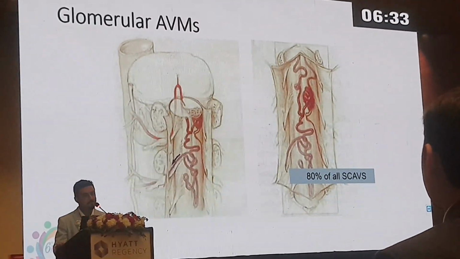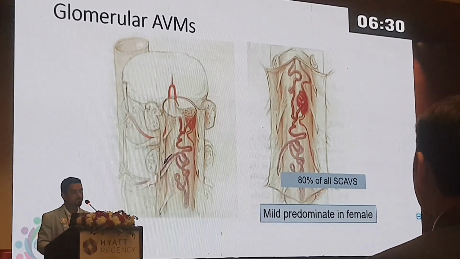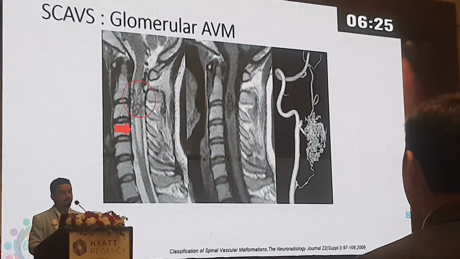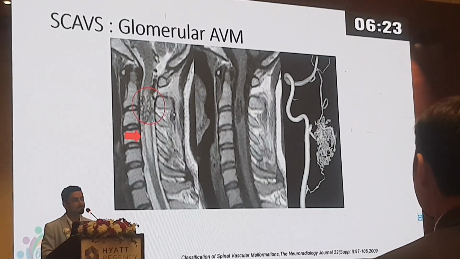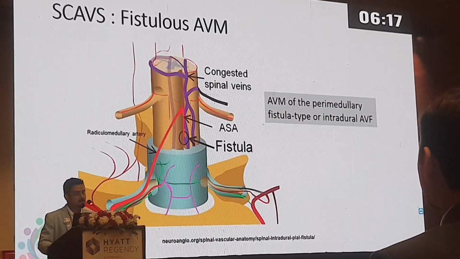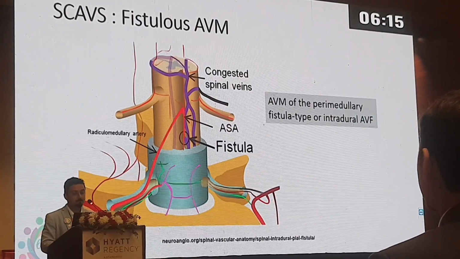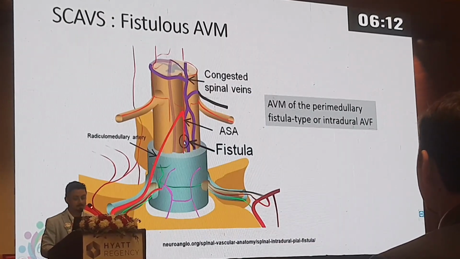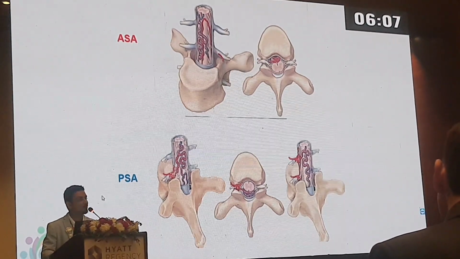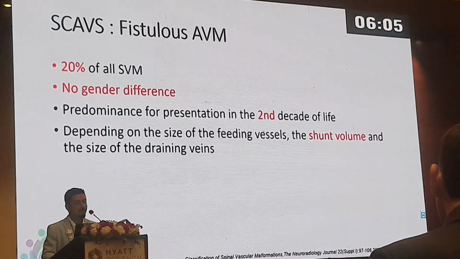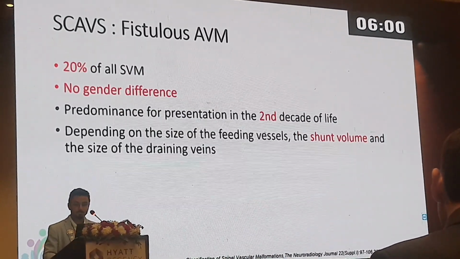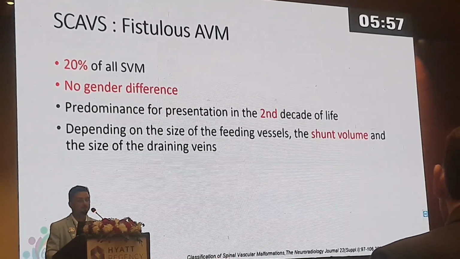Eighty percent of the shunts are of this type, predominantly. On MRI, we may see the glomus itself. In fistulas, we don't see the glomus, but there is a tight fistula between the venous side and the arterial side. It can be anterior with the anterior spinal artery, or posterior with the posterior spinal arteries. These make up the lesser amount, like 20%, with no gender difference, usually presenting in the second decade of life, and then we see the shunt point.